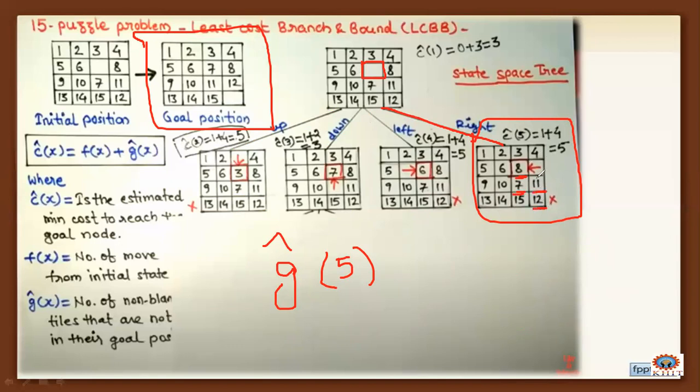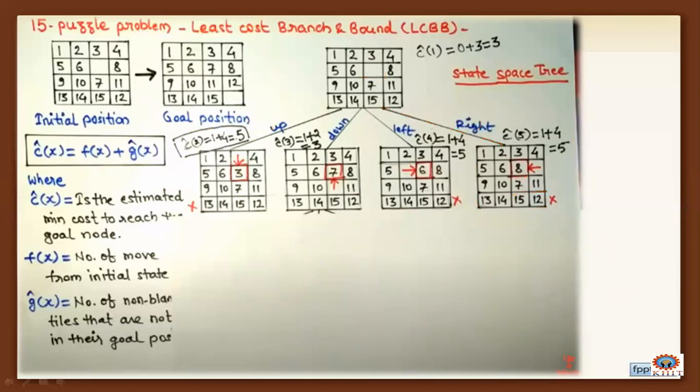You cannot consider the empty one. You can consider the non-blank only. If you consider this matrix with the goal matrix, 4 values are to be changed. So the value is 4, and finally C cap of 5 is equal to 5.